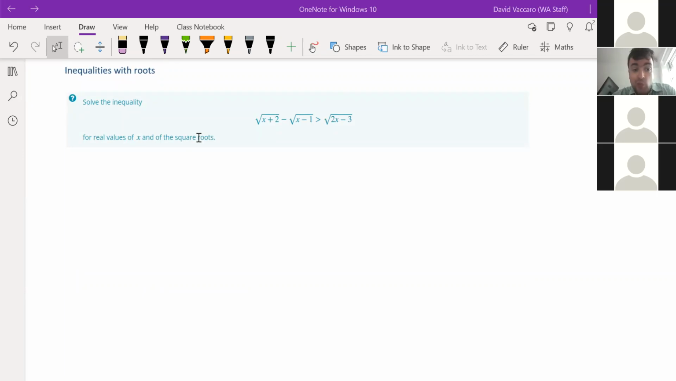Question number 2, inequalities with square roots. It says, solve the inequality for real values of x: root x plus 2 minus root x minus 1 is greater than root 2x minus 3. What would be people's instincts to do first?